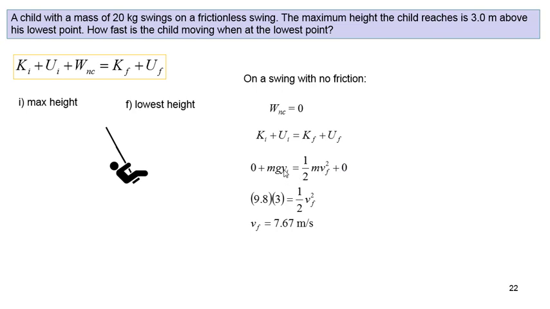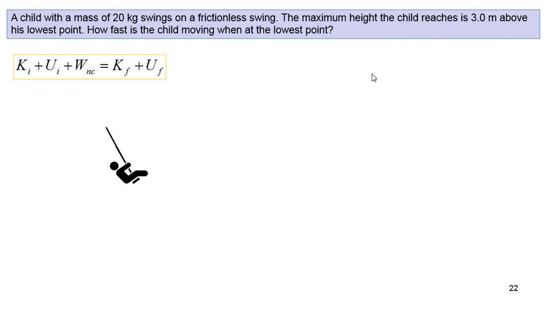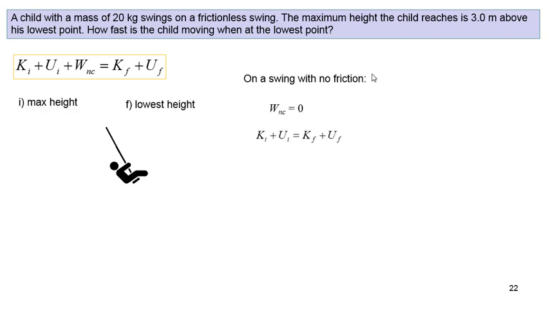And then I just make sure that the y value here is how high I am above this height here, which is exactly what they define, 3 meters above the lowest point. So my y equals 0 will be at the lowest point, and my y initial will be 3 meters. The m cancels, and here I've plugged in for y initial, and then I can solve for v final. Okay, so that's my very simple use of the conservation of energy equation.